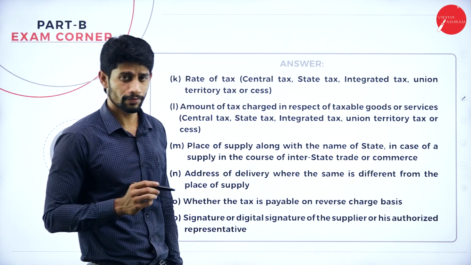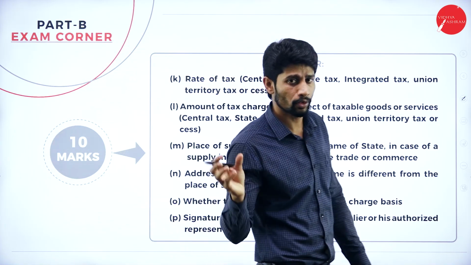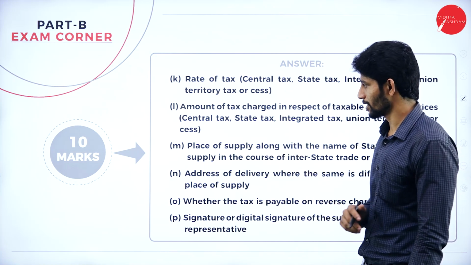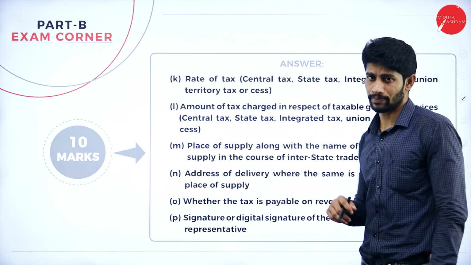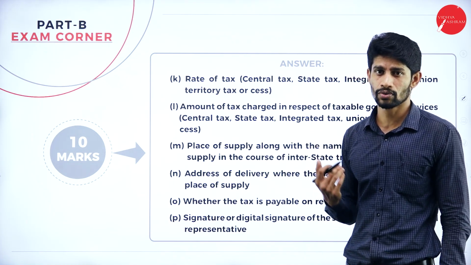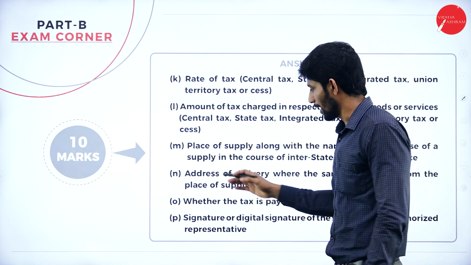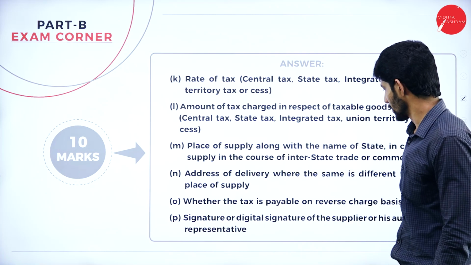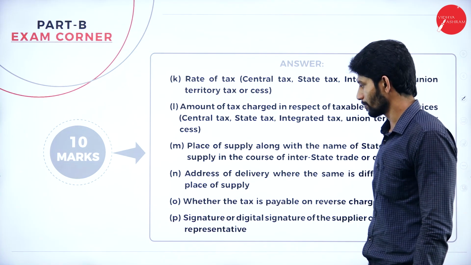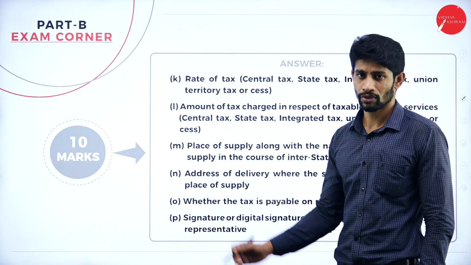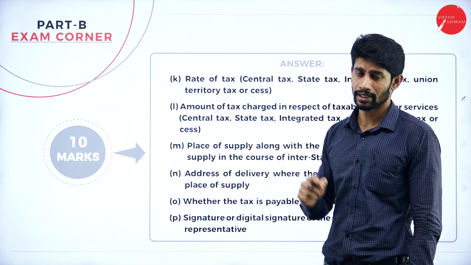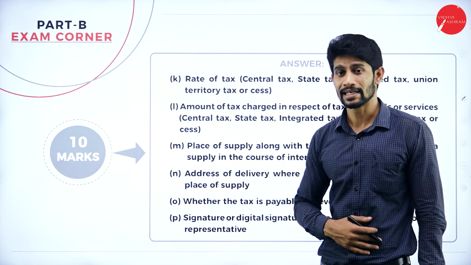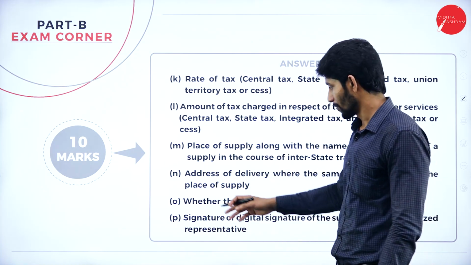So if 18% tax is applicable, what is the total amount of 18% that you can see in the invoice, and the place of supply along with the name and state, yes, from where they are supplying the goods, that you can easily find out, and the address of delivery, whether the same is different from the place of supply. Yes, the address of delivery is also most important. So you have to mention the address of delivery, and you can find it in the invoice.